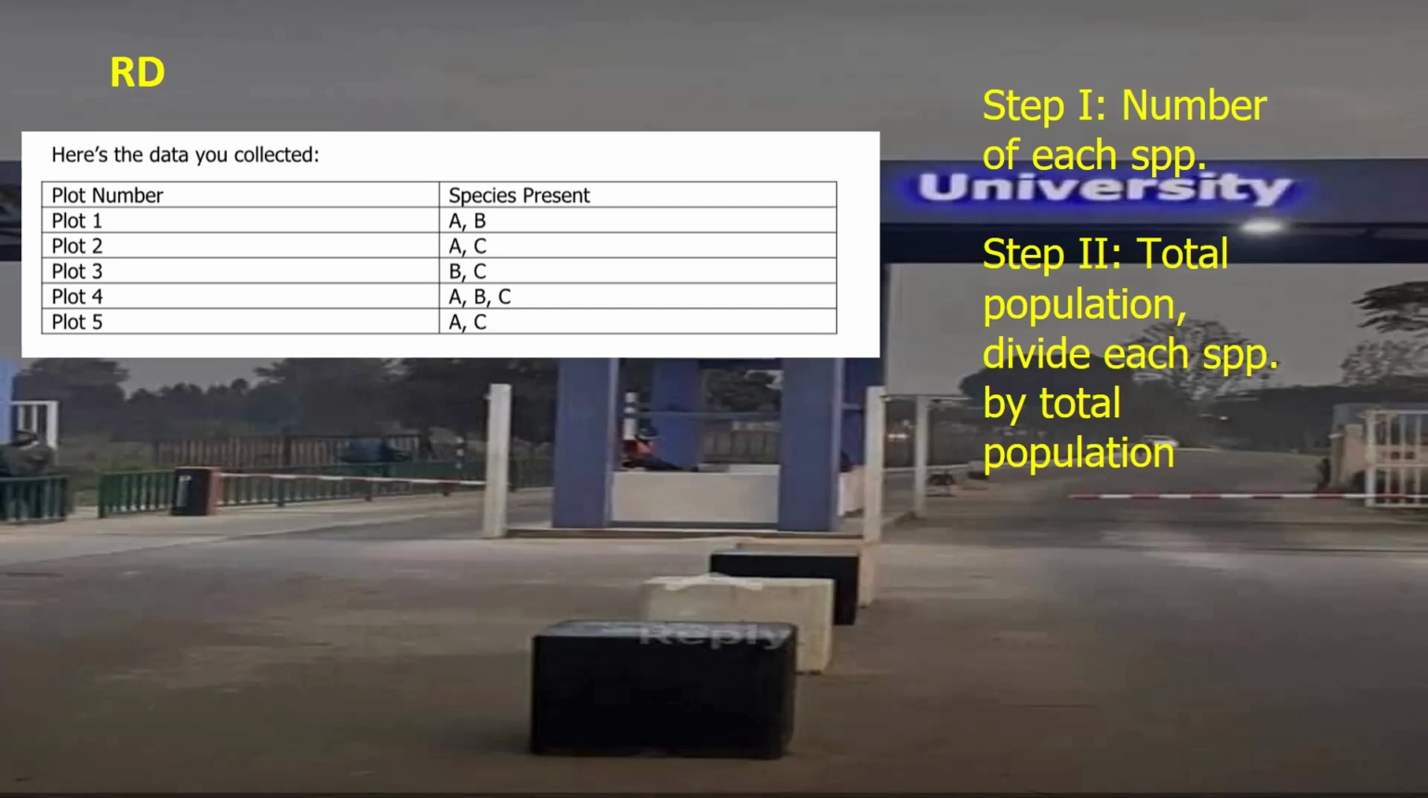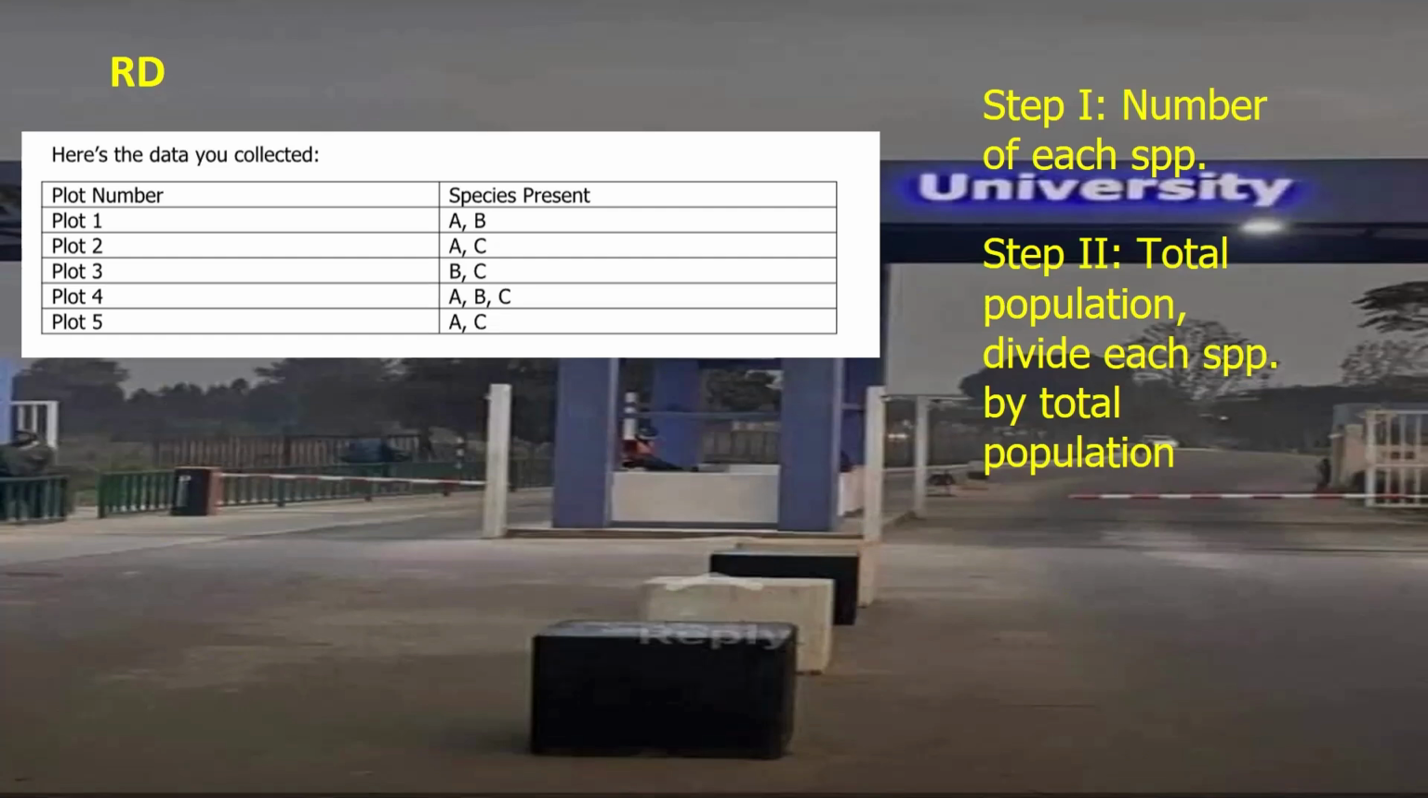So we have again plot 1, plot 2, up to plot 5. In plot 1, we have species A, okay? In plot 2, we have species A appearing once. In plot 3, there's no species A. In plot 4, we have species A. In plot 5, we also have species A. So how many times is species A appearing across the 5 plots? It's appearing 1, 2, 3, 4.